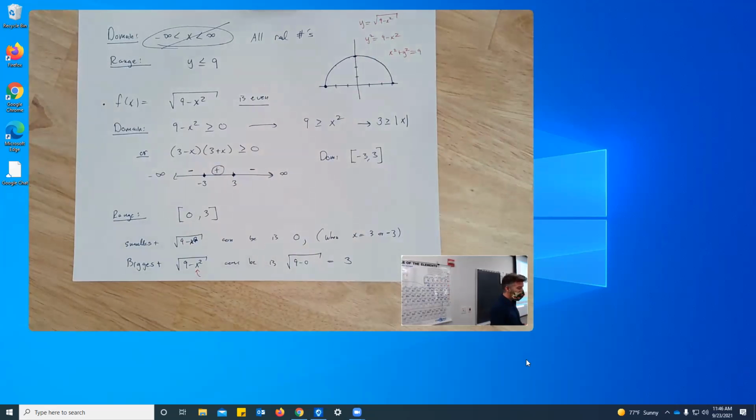We don't get the bottom half though, because like we've said numerous times, when you take a square root of something, you only get out non-negative values. So we don't get y being negative, we only get y being positive or 0.